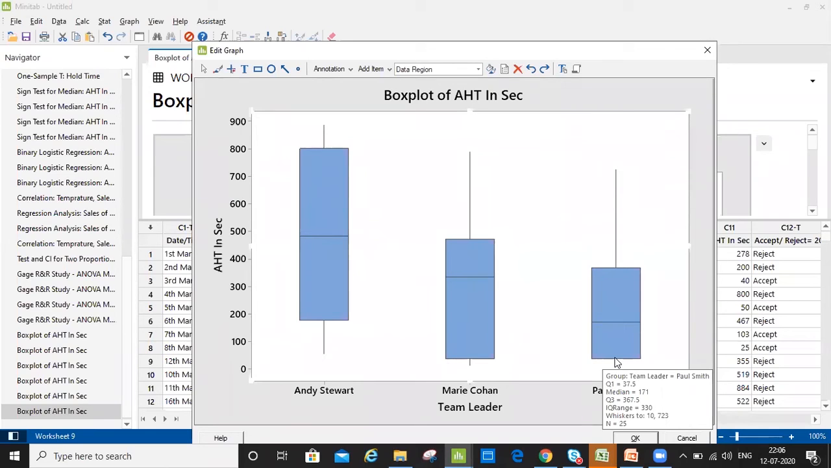Whereas when we look at Andy Stewart, the center of the bell curve is quite spread out. Exactly. It's all about spread that we are looking at in the box plot. Okay, yeah. Absolutely. So as mentioned earlier, IQR is a deciding factor here, which is the first step that I'll be looking at, and then I'll make conclusions.